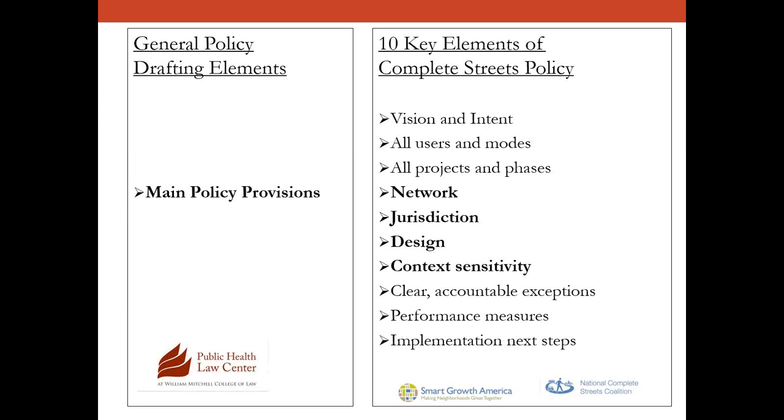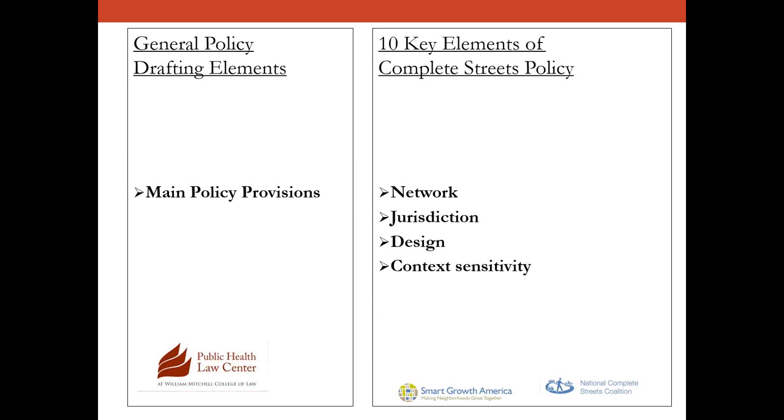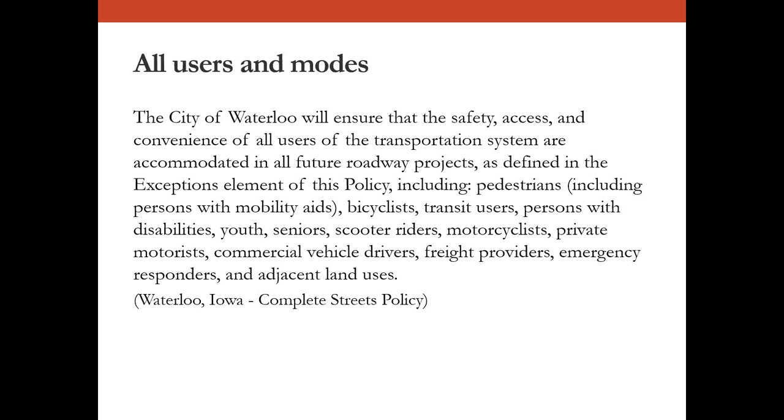All right, so the main provisions of complete streets really focus on those four concepts of the network, the jurisdiction, the design, and the context sensitivity. So when you're talking about the main provisions of complete streets, Waterloo really sets a guideline for who the users are, the modes of transportation, and how a policy is impacting those folks. So this is an example of the main provision on the users and the modes.